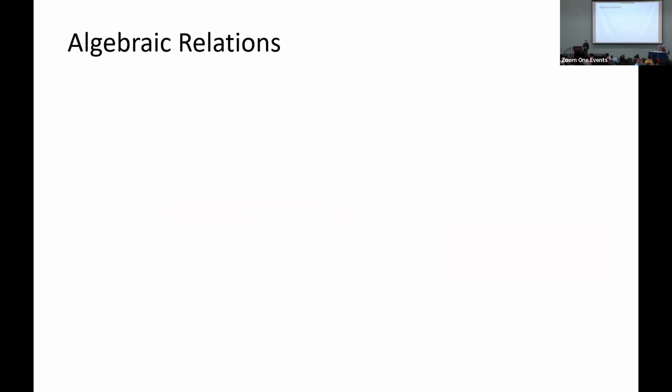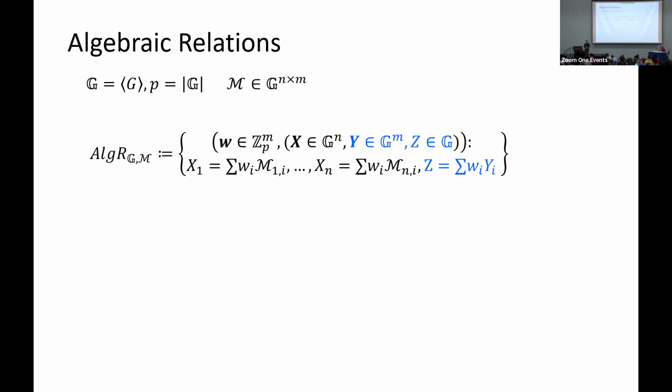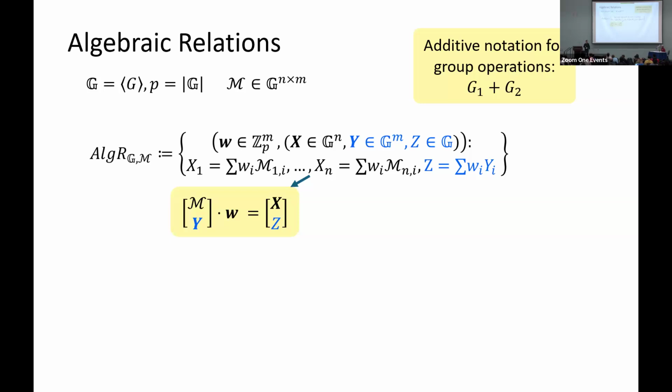I'll now introduce the algebraic relations. Given a prime order cyclic group G and an m by n matrix M over G, we can define an algebraic relation parameterized by G and the matrix in this way. Here I use additive notation for group operations. The witness is a vector in Z_p and X is a vector in G, and they satisfy the following linear relations, which can be represented compactly using a matrix equation.